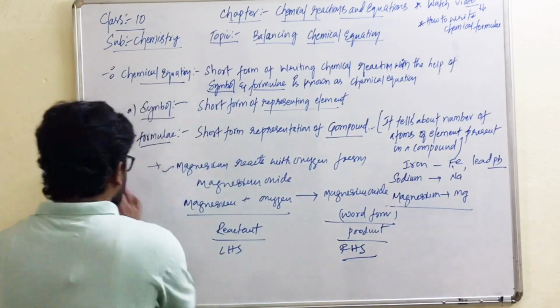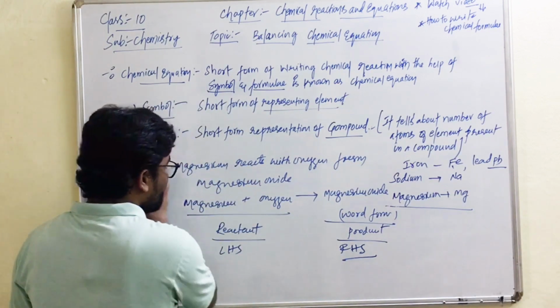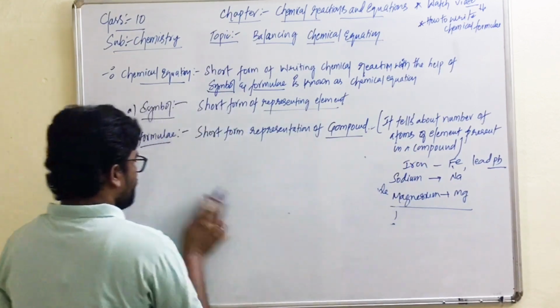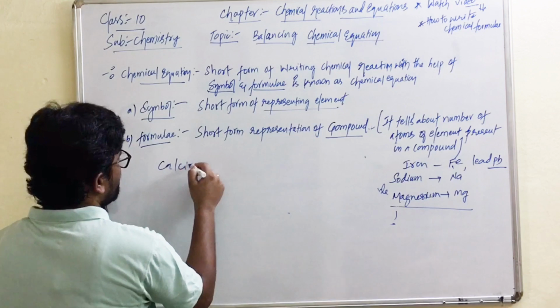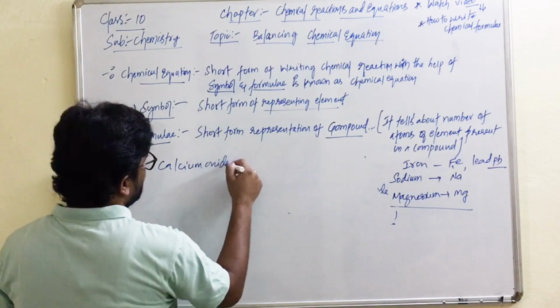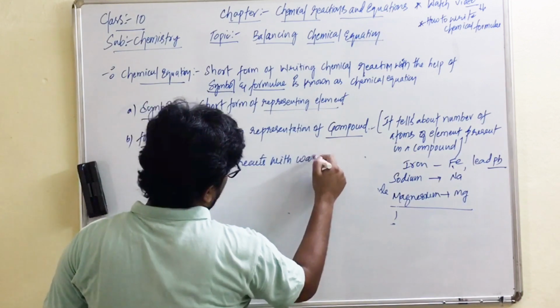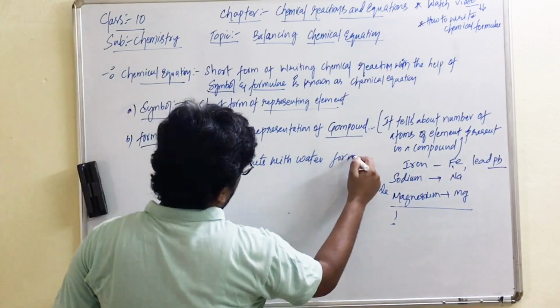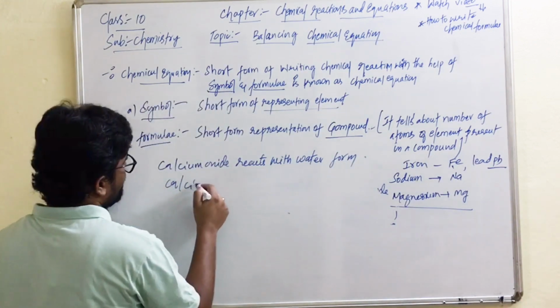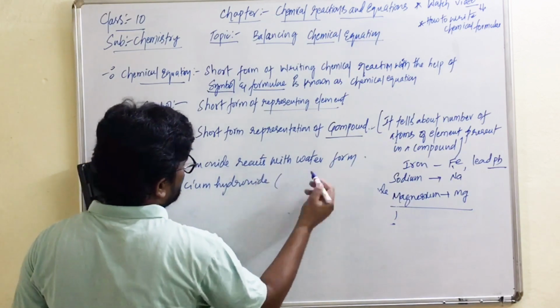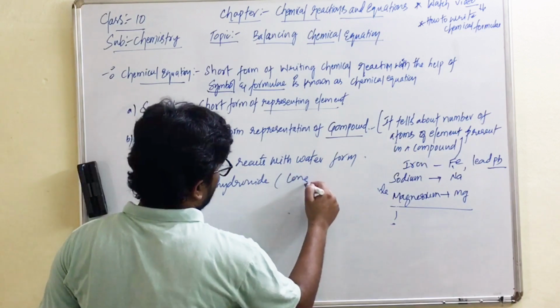Let us try to write the equation for the second activity that we discussed. We discussed that calcium oxide reacts with water, forms calcium hydroxide, right? Is it not? So this is quite a long form, right?